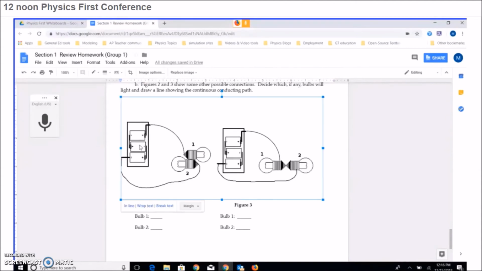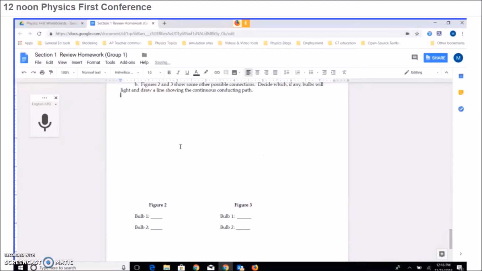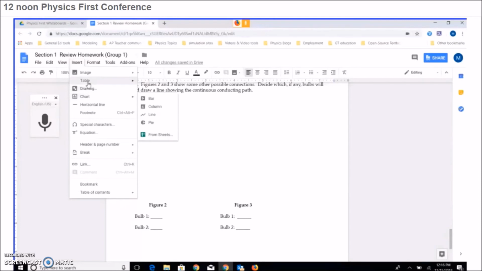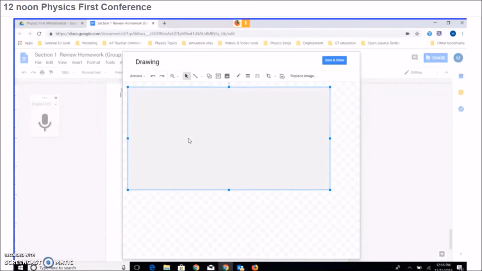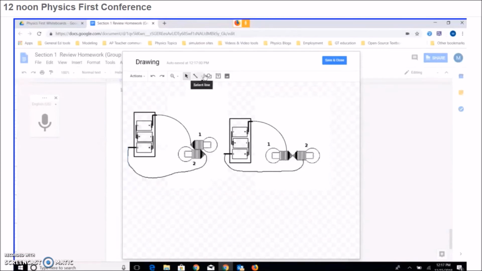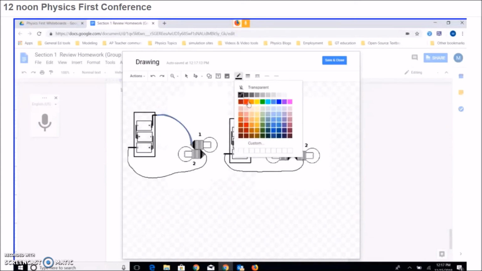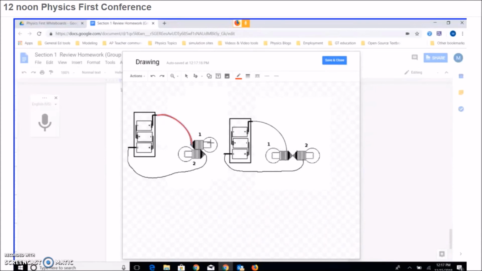In fact, let me see if we can draw the continuous pathway again. Let's see if I can draw this again. So it gets to the tip. I'm going to color red so we can see it better, a little thicker. Then it goes up the support wire, goes across the filament, down the other support wire to the threads, into the other threads, up the support wire, across the filament, down the support wire, and out the tip. So I agree, both of them light up.